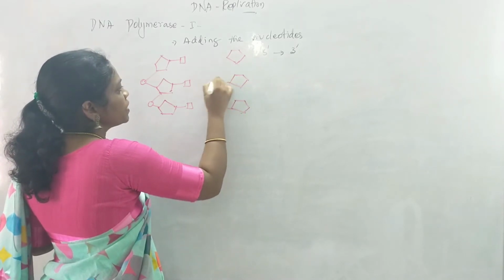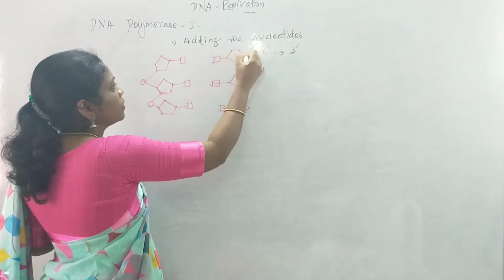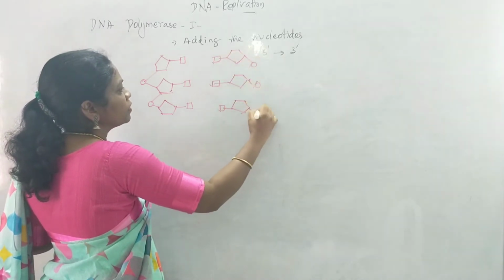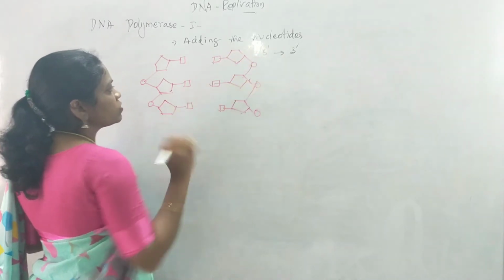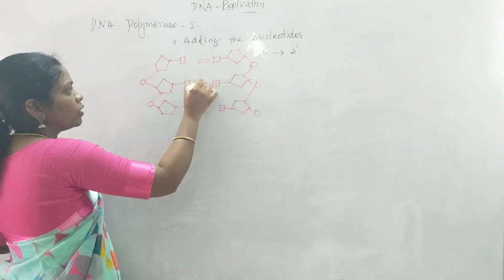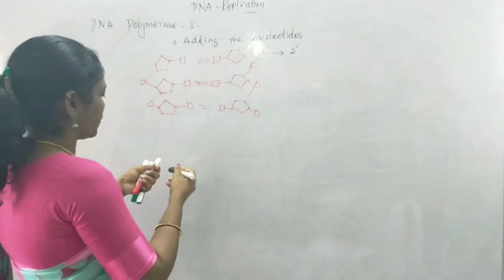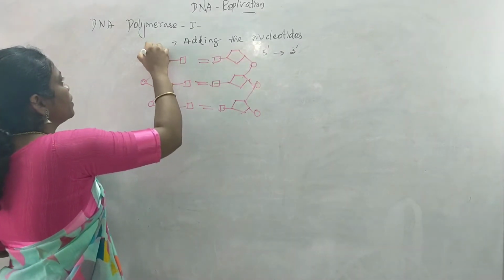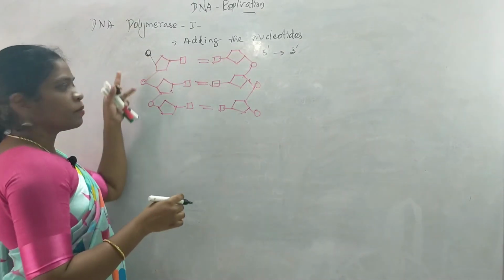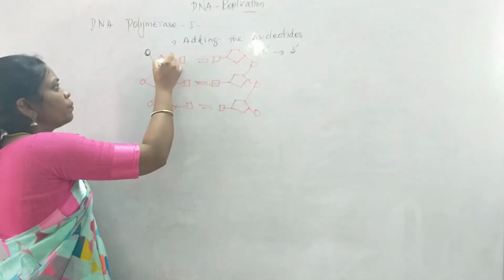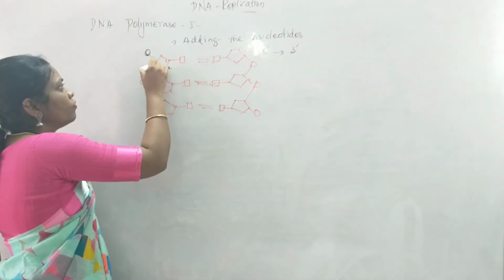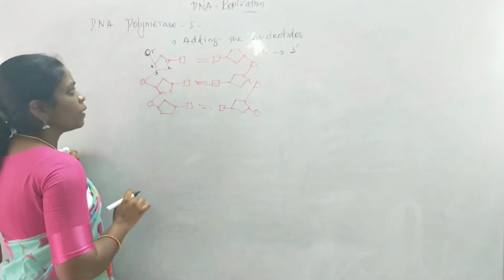Again, nitrogenous base, a phosphate group has been attached here. Again double bond, triple bond, double bond. So here, the 5th carbon, this particular region, where we number the pentose sugar as 1, 2, 3, 4, 5. This is the 5th carbon position.